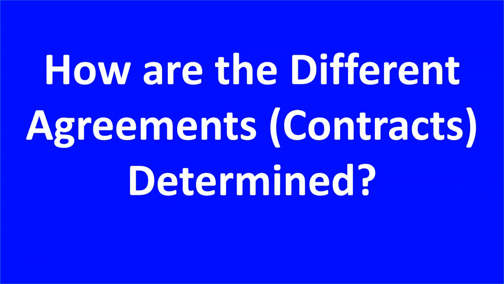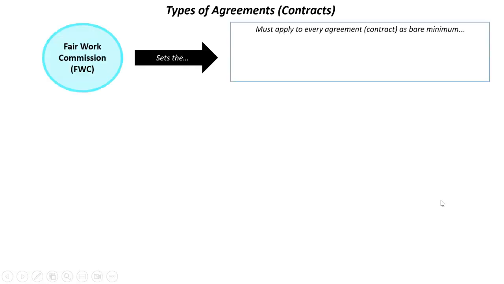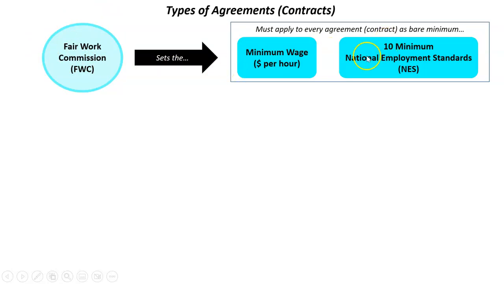Now that we know the different types of agreements or contracts, we kind of need to know how they are determined, how the wages and conditions in them are determined. So we know that there's three types of contracts, but before those can be made, the Fair Work Commission sets the minimum wage every year and the 10 national employment standards, and they must apply to every agreement or contract as a bare minimum.